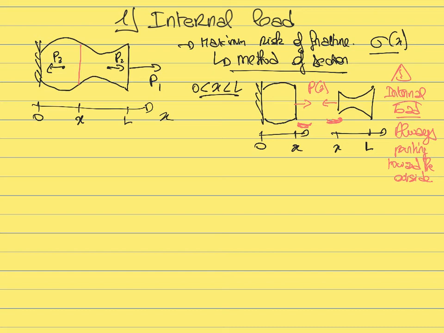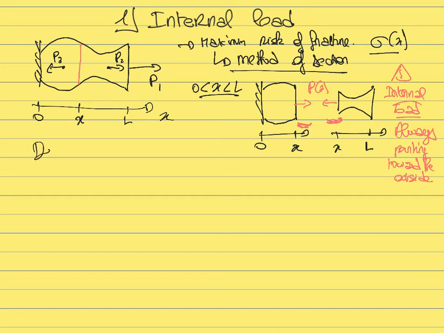So if we want to remain consistent in our definition of the internal load, so that it doesn't depend on whether we isolate the left or the right, then we need to always define it as pointing towards the outside. We are not going to define the load as always pointing towards the right, for example. We are going to define it as always pointing towards the outside. We'll come back to this, but whether you isolate the left or the right, the internal load always points towards the outside.